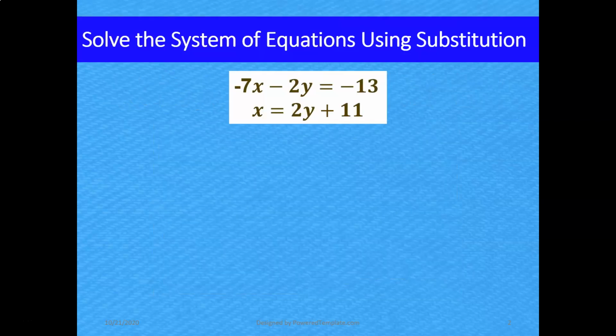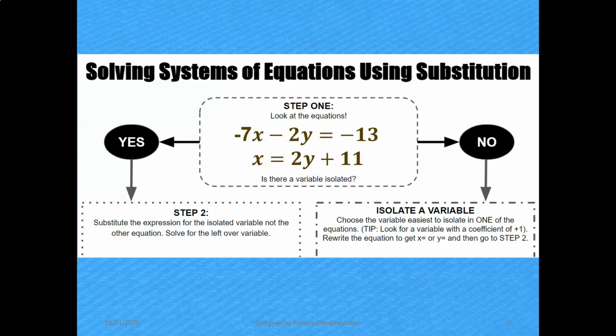So here's our system. I want you to write this in your notes. So get this down real quick. Negative 7x minus 2y equals negative 13, and x equals 2y plus 11. In the first couple of examples, we're going to walk through a step-by-step flow chart so that you can continue to think about the steps you need to go through. So Ms. Krupstad made this, and I thought it was a clever way to talk about it. But you do have to have that system.